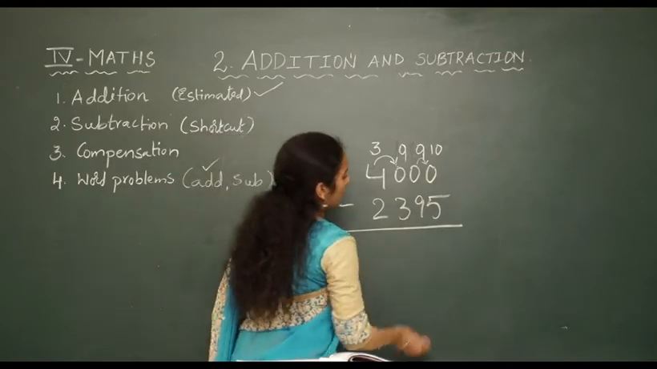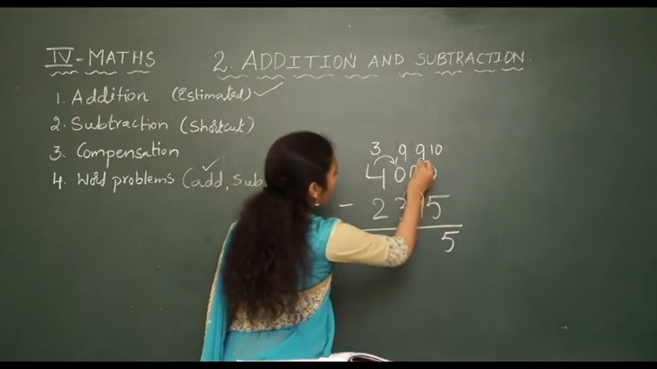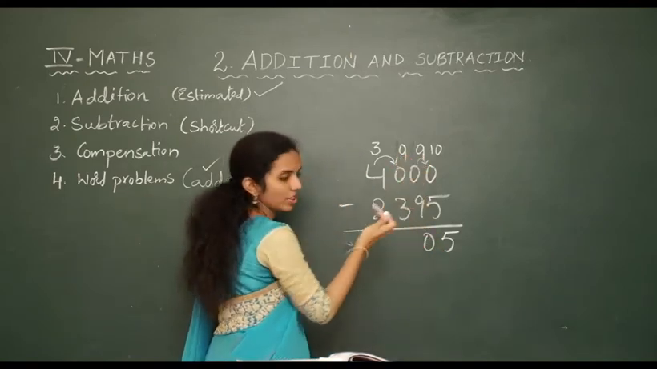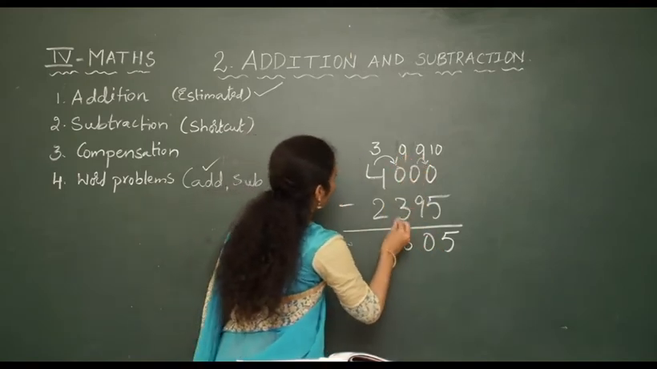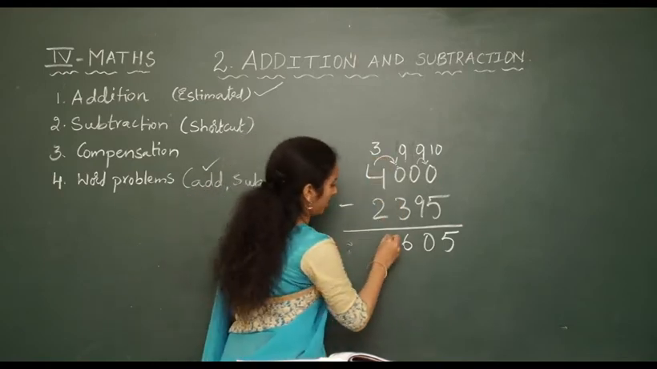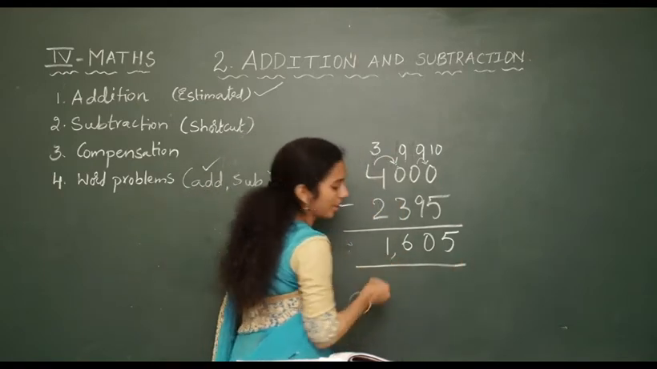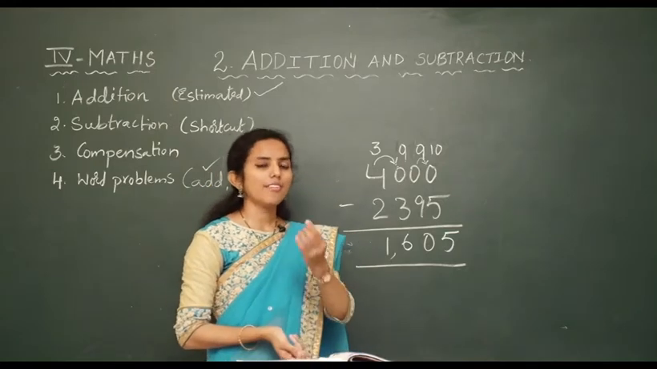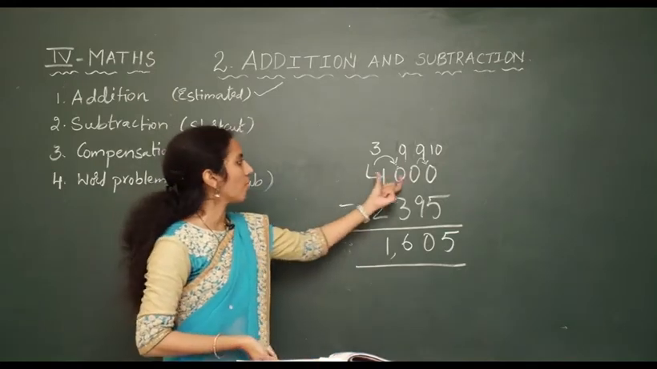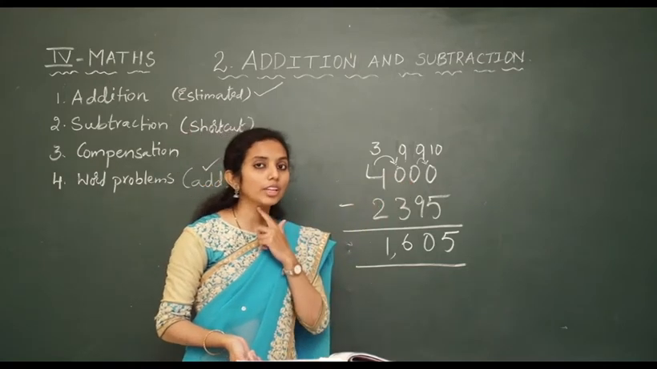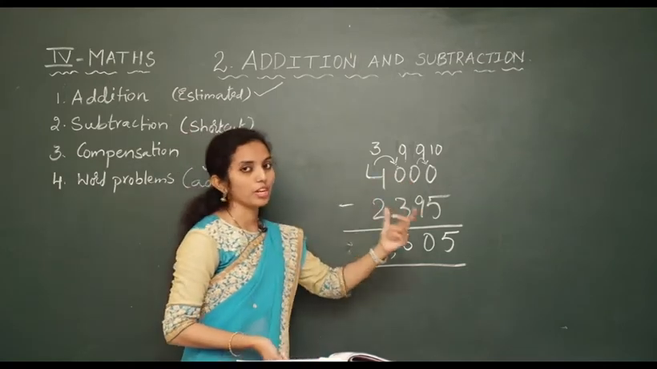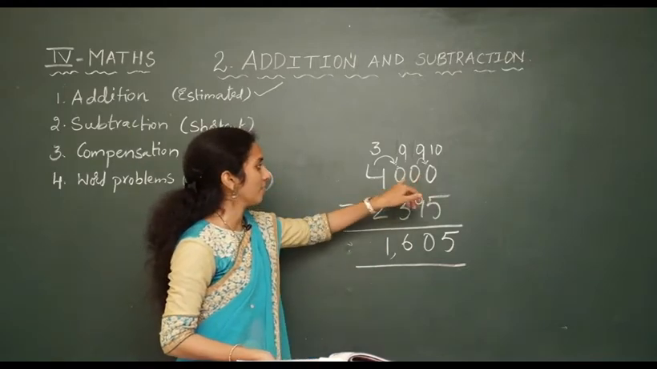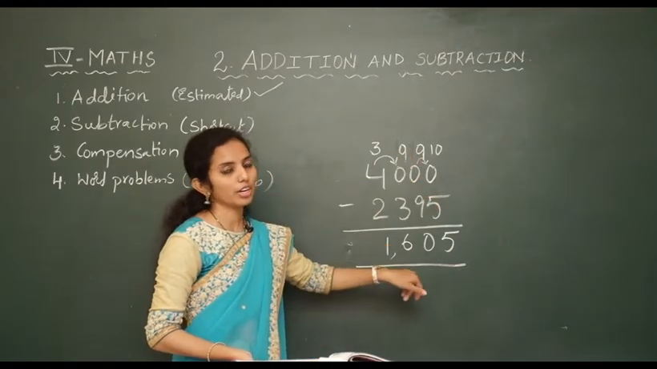10 minus 5, 5. 9 minus 9, 0. 9 minus 3, 6. And 3 minus 2, 1. So what is the answer here? 1605 is the answer. After a little confusion, that is borrowing, we have to think, we have to write it properly so that we may not get confused. Instead of 9, if you write 10 here, the answer you get will be wrong.